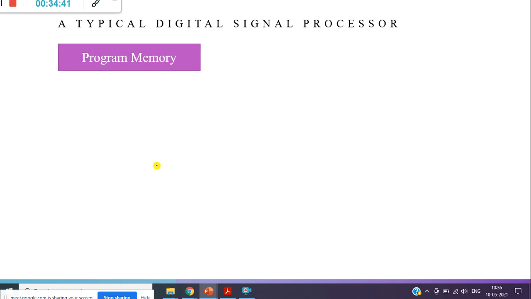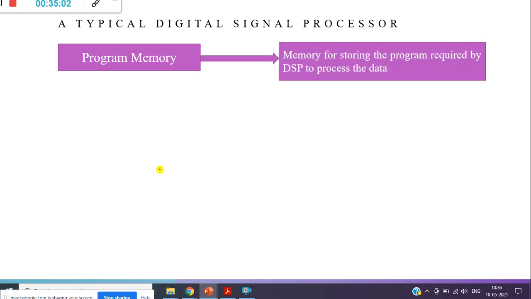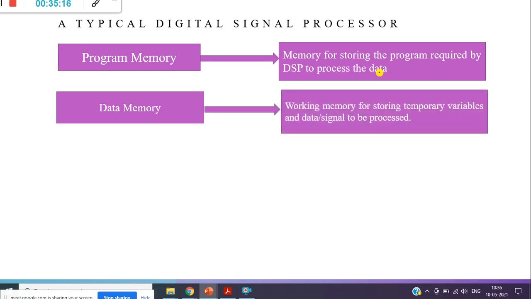Now, a typical embedded digital signal processor includes the following block sets. One is program memory. Why is it required? To store the algorithm, the memory for storing the program required to process the DSP signal processing data. That is program memory. What about data memory? There are two different memories. Try to remember this: memory is divided into two parts, one to store the program, another to store the data. That's what I call the architectural difference.